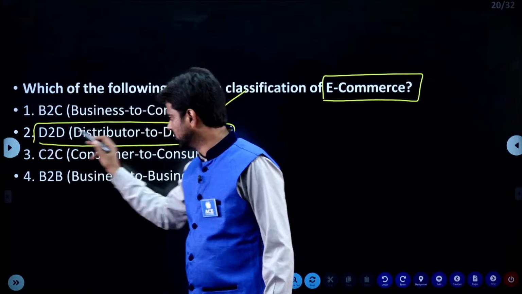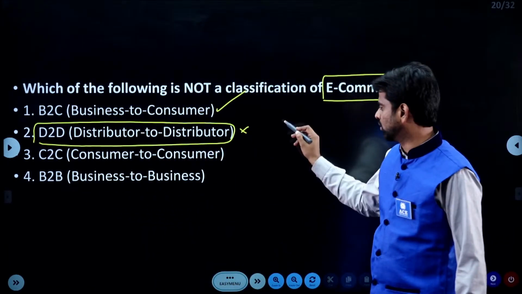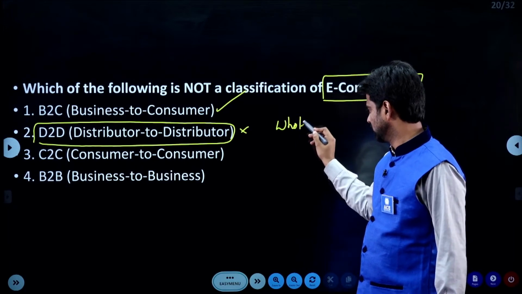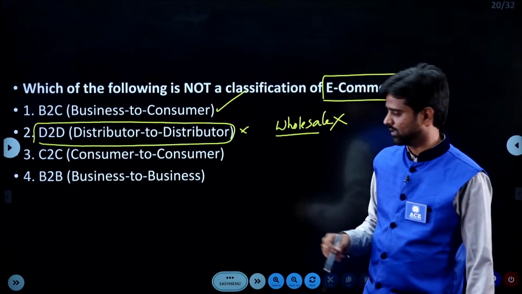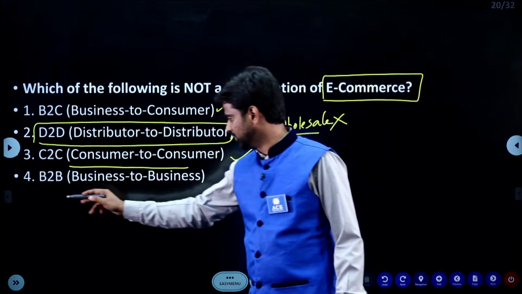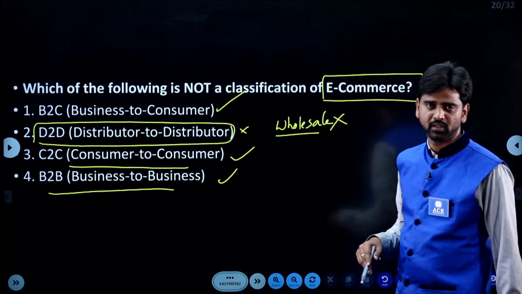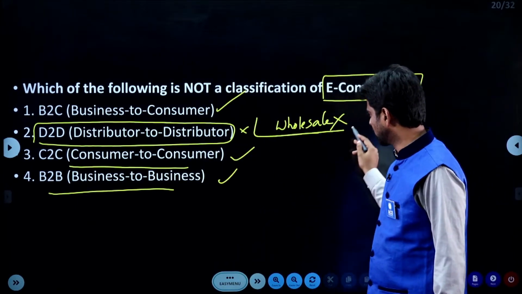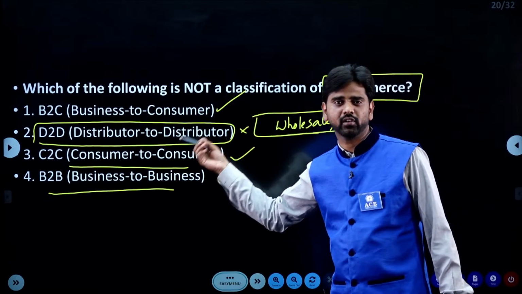No, guys, that is absolutely wrong. Distributor to distributor is not the wholesale business, guys. Is it consumer to consumer? Yes, consumer to consumer. Is it business to business? Yes, it is business to business, but it's not distributor to distributor. So these are the basic fundamentals related to e-commerce, guys. I think this is the general knowledge bit.